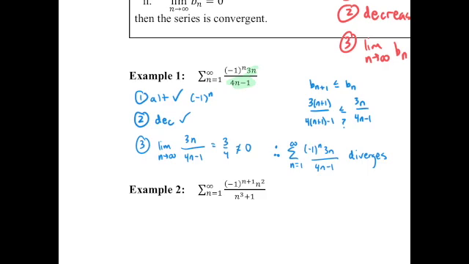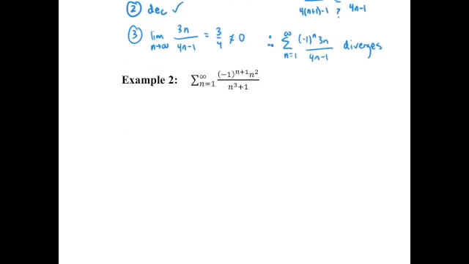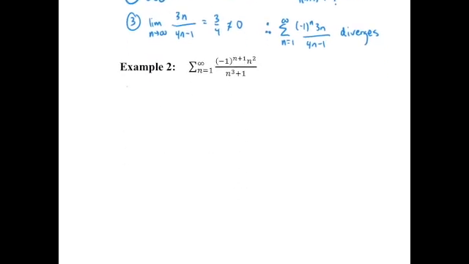All right, let's look at another example. Really similar here. We have an alternator. So that's our first observation. Alternator, this one happens to be negative 1 to the n plus 1. It's a little different, but it still alternates. Number 2, we're looking at decreasing.